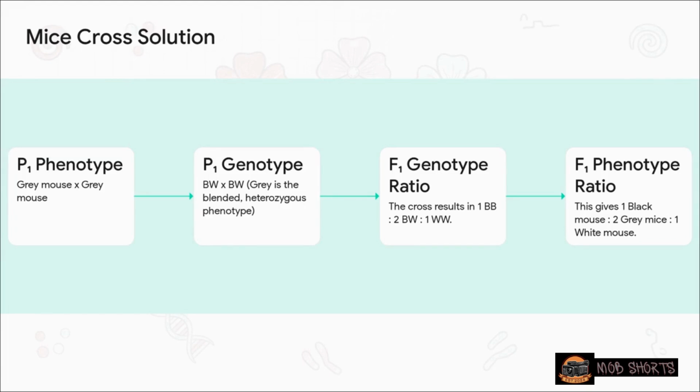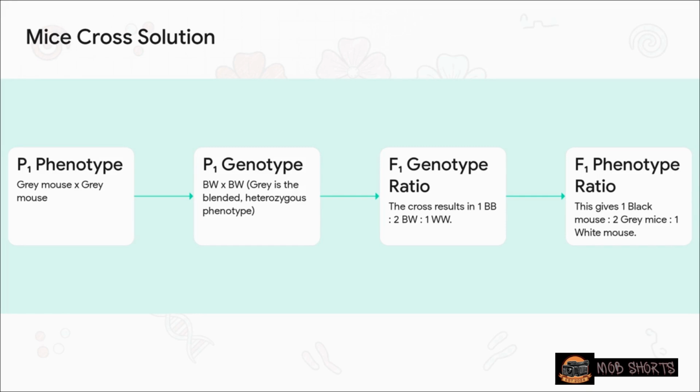For full marks, this is how you'd set it up. P1 phenotype, gray mouse x gray mouse. P1 genotype has to be BW x BW because gray is that blended intermediate color. After meiosis, both parents produce gametes with either a B or a W allele. A Punnett square would then show the F1 genotypes are 1BB, 2BW, and 1WW.